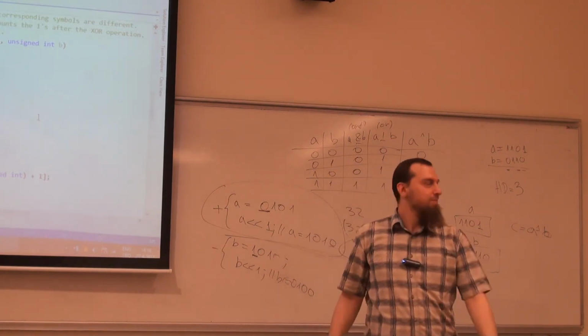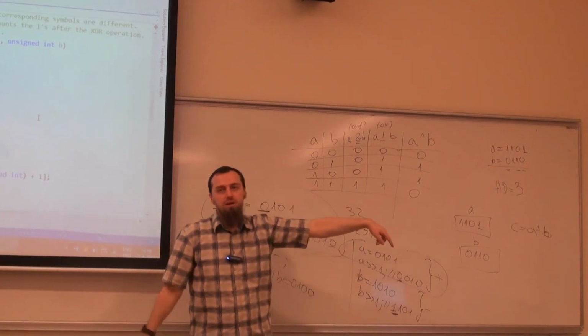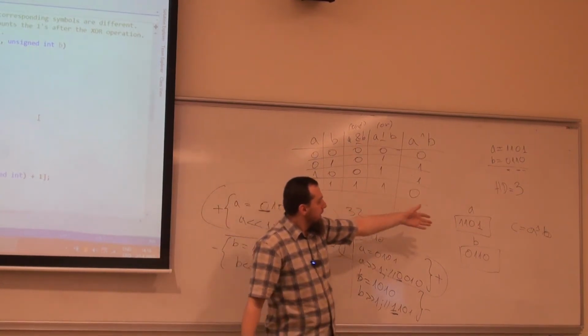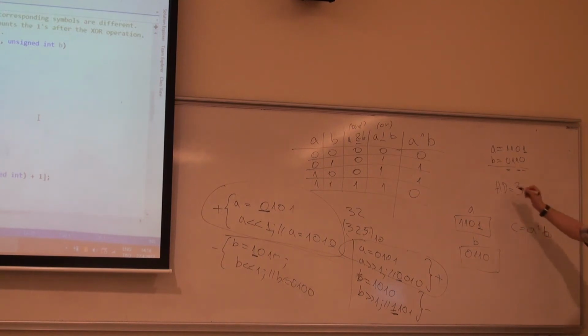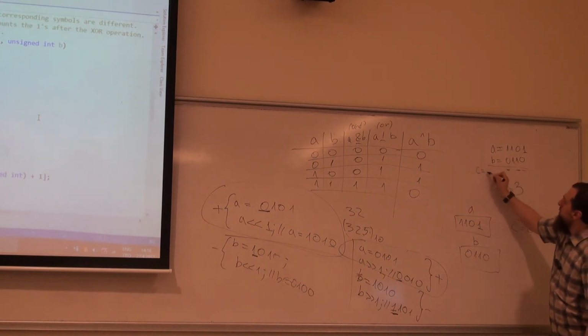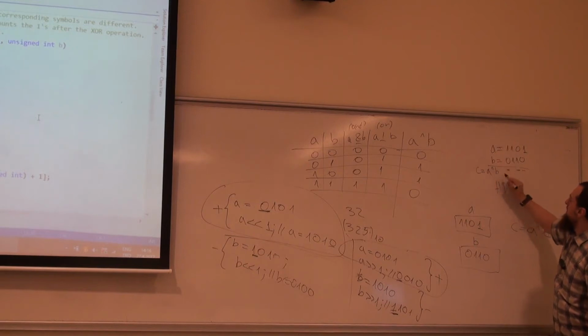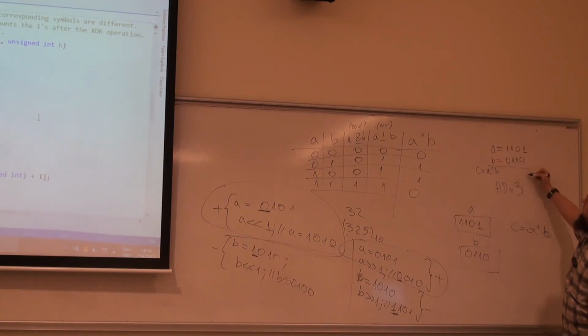Okay, you're right. So this is 0, 1, 1, 0. Now I'm finding the bitwise XOR between A and B. So how much is that? This is C equal to A XOR B. 1 XOR 0, this is 1. This is also 1. This is 0. This is 1. So C, I put C here. And it is 1, 0, 1, 1.